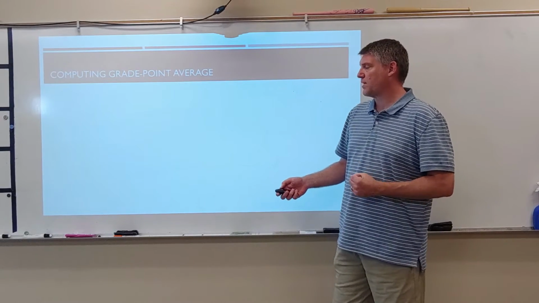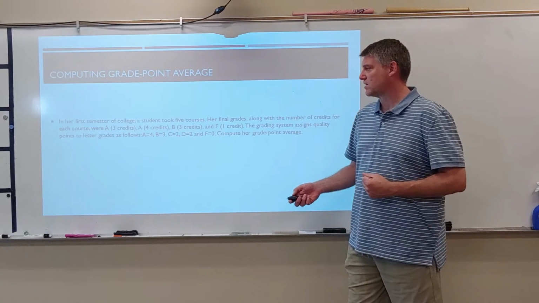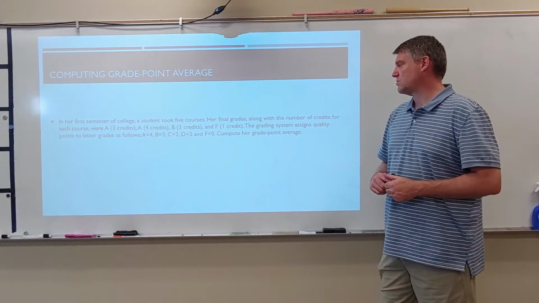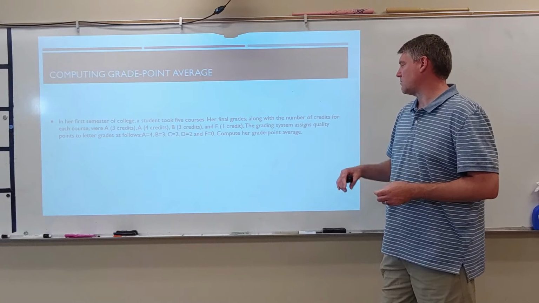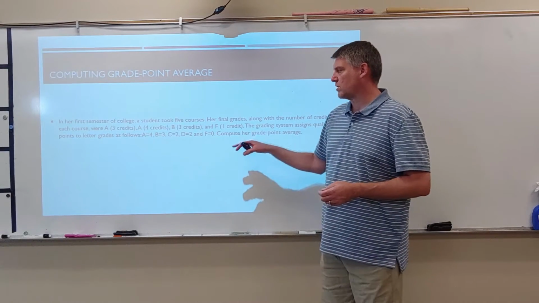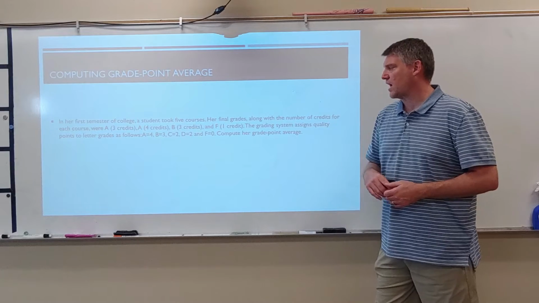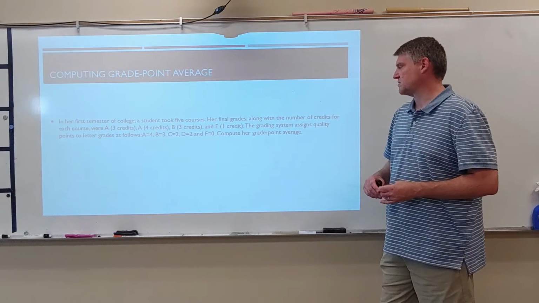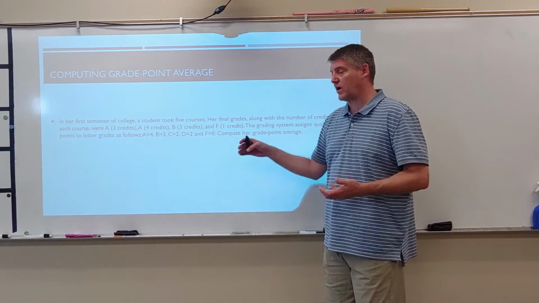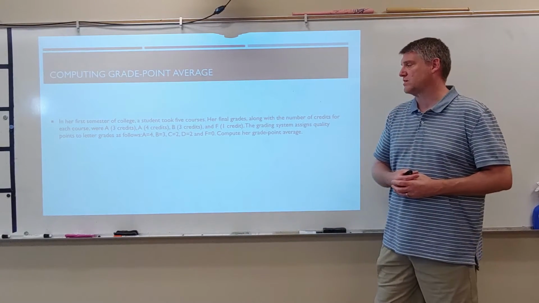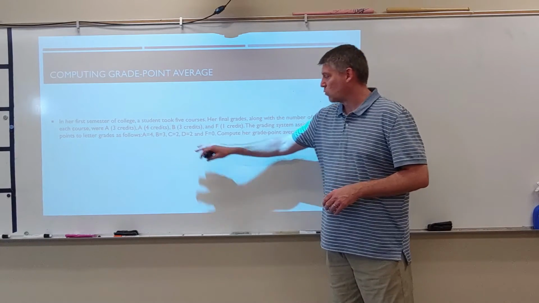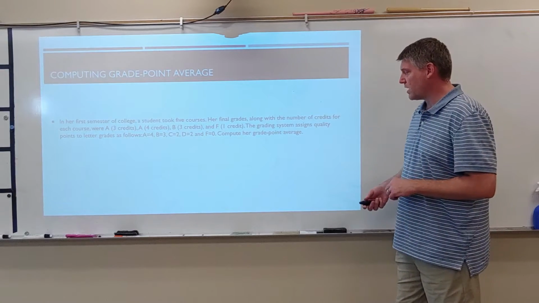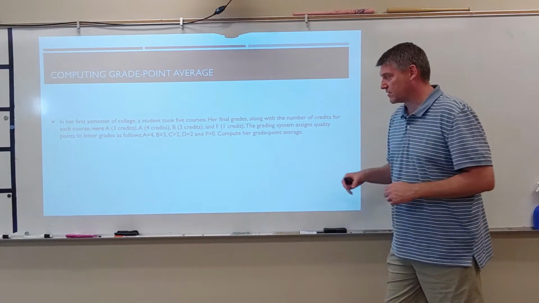Computing grade point average. This is something that you all probably want to know. In her first semester of college, a student took 5 courses. Her final grades, along with the number of credits for each course, were A, 3 credits, A, 4 credits, B, 3 credits, and F, 1 credit. The grading system assigns quality points to letter grades as follows: A is 4, B is 3, C is 2, D is 1, sorry, that was a misprint, and F equals 0. Compute her grade point average.